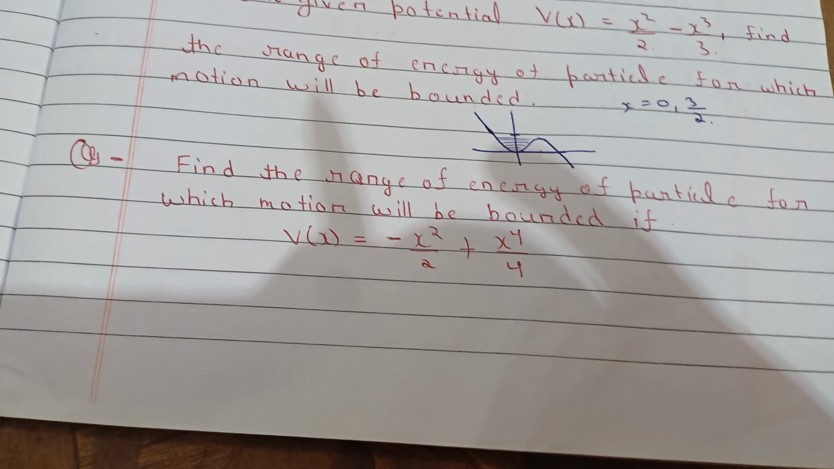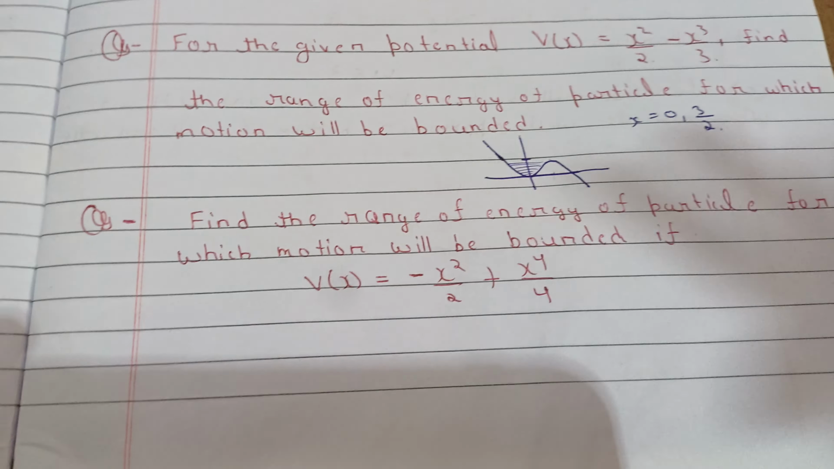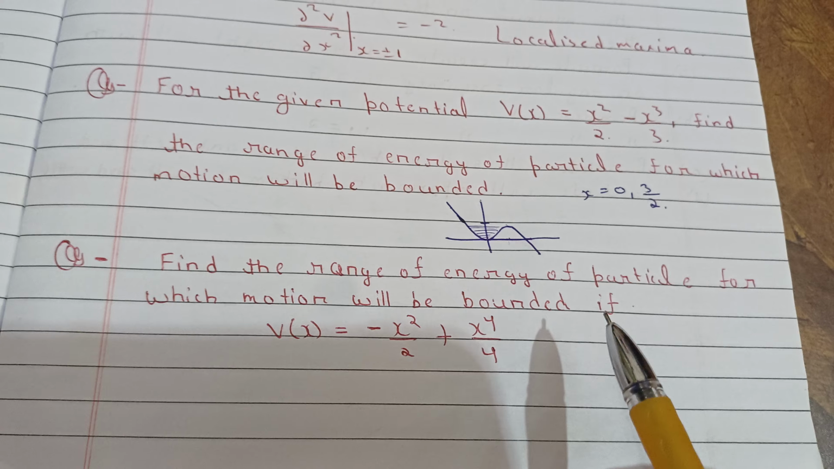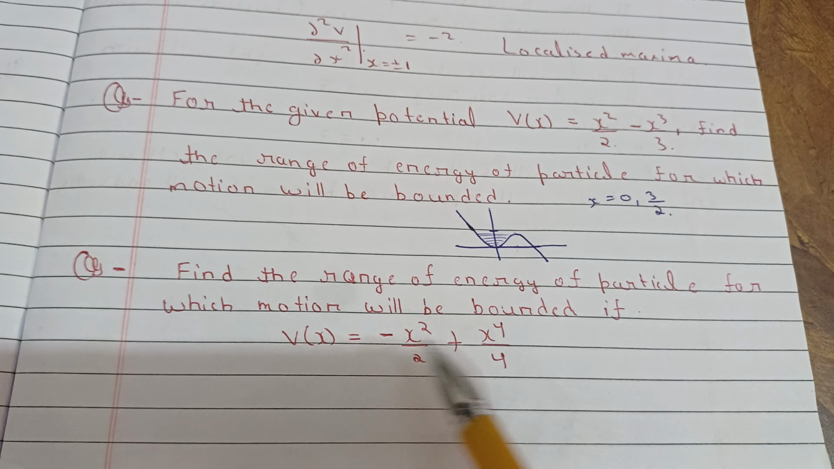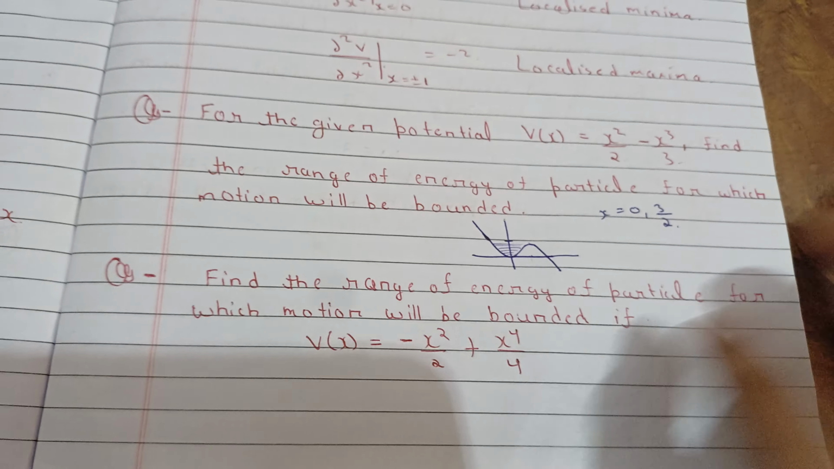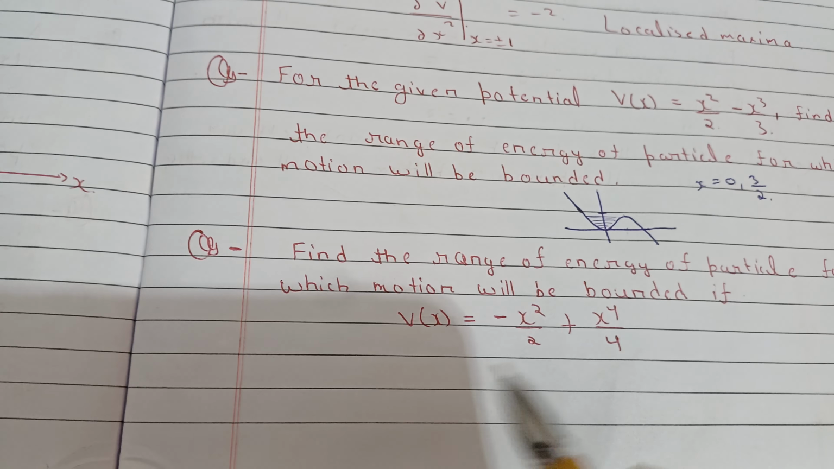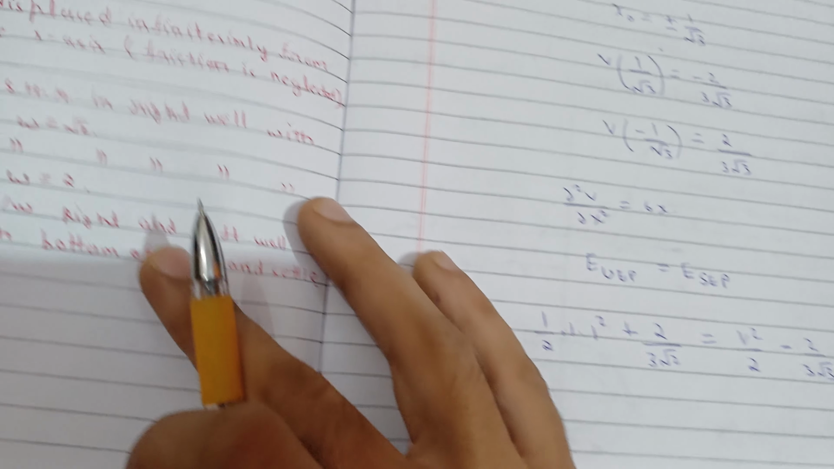Now there is one more question. It is a little bit different but almost the same. Find the range of energy of the particle for which motion will be bounded if the potential is this. So first you will put it equal to 0 and find the values at which it is 0. Then, same as before, you will first find the first order derivative. You will find the points of equilibrium, then check whether it is maxima or minima, but this time you will get the curve like this.